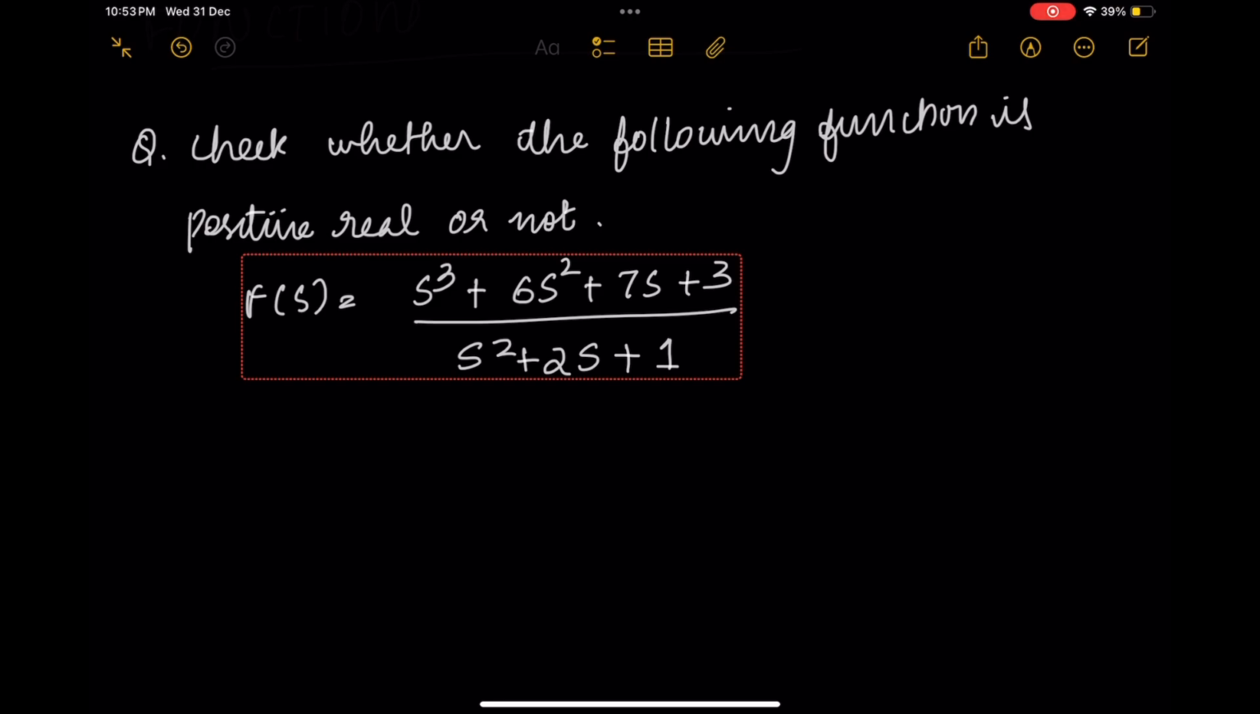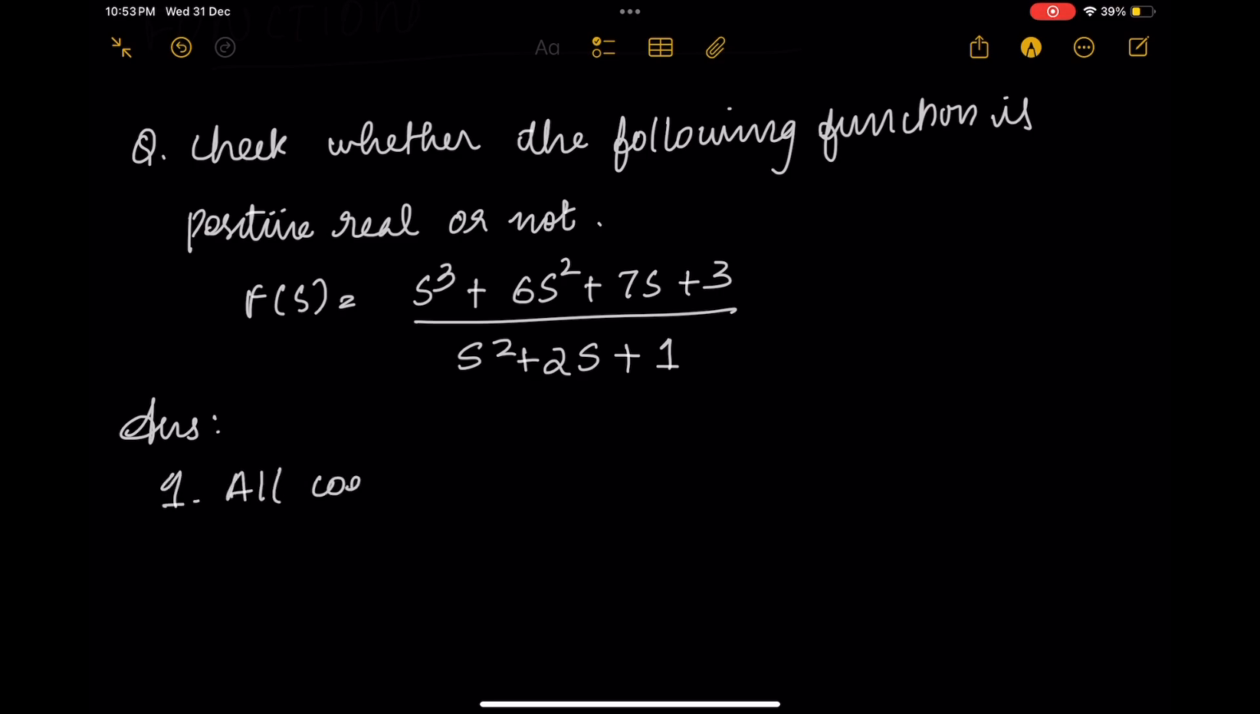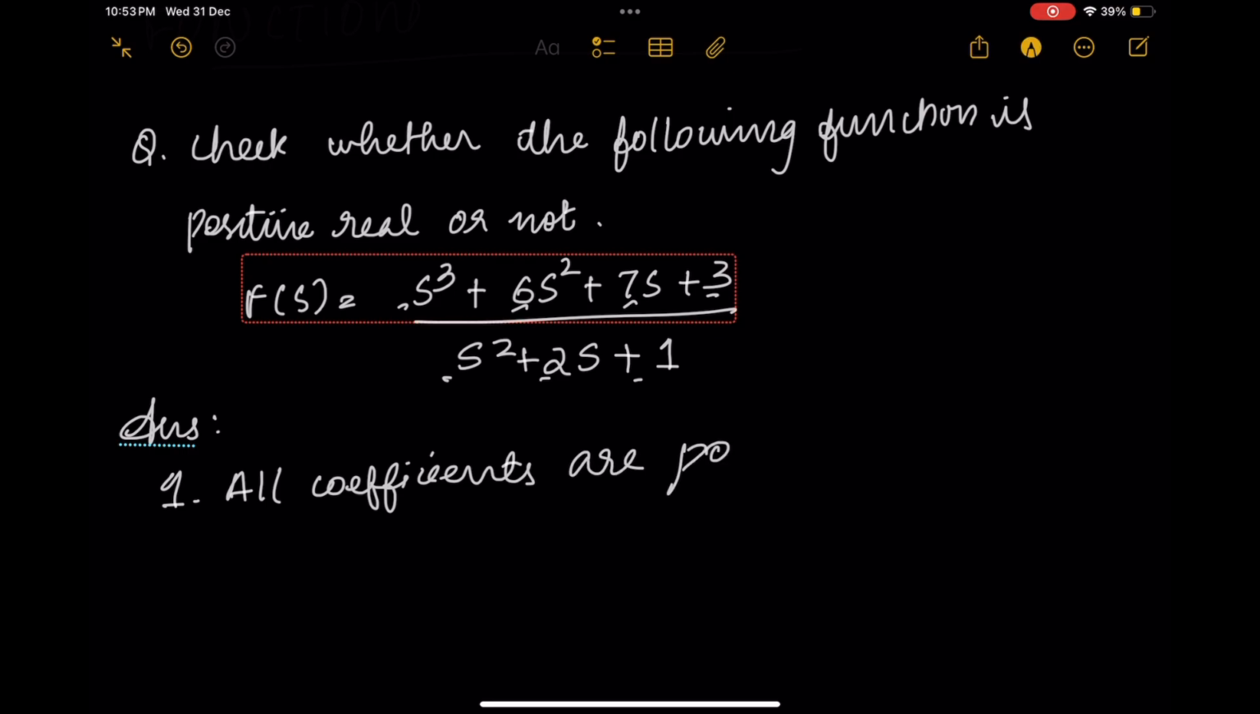So first of all, I'm going to answer this, and the first criterion that I'm going to check is all coefficients. I'm going to check whether all coefficients are positive or not, and on checking that I could see all the terms have positive coefficients, right? So I could say all coefficients are positive. So our first criterion is done.